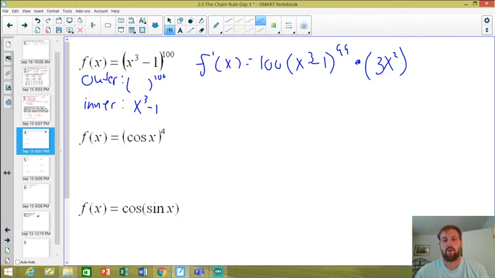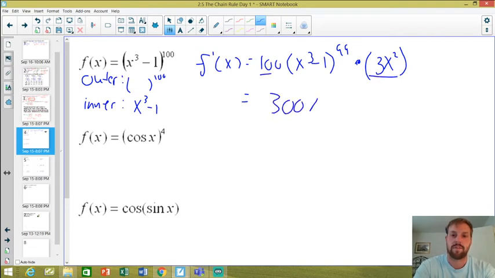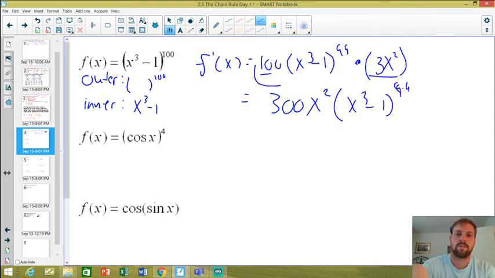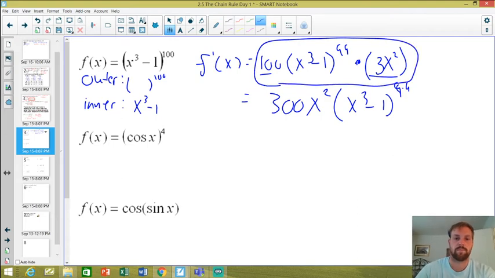And again, I'm okay with you leaving it that way. You don't have to simplify it anymore. I guess if you really wanted to, you could combine 100 times 3x to 300x squared. I wouldn't suggest foiling the 99th power, but again, I would just leave it this way. Okay.